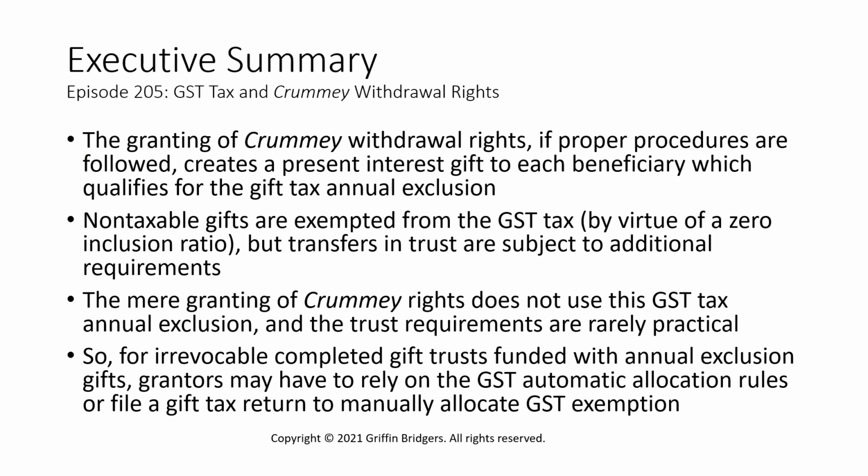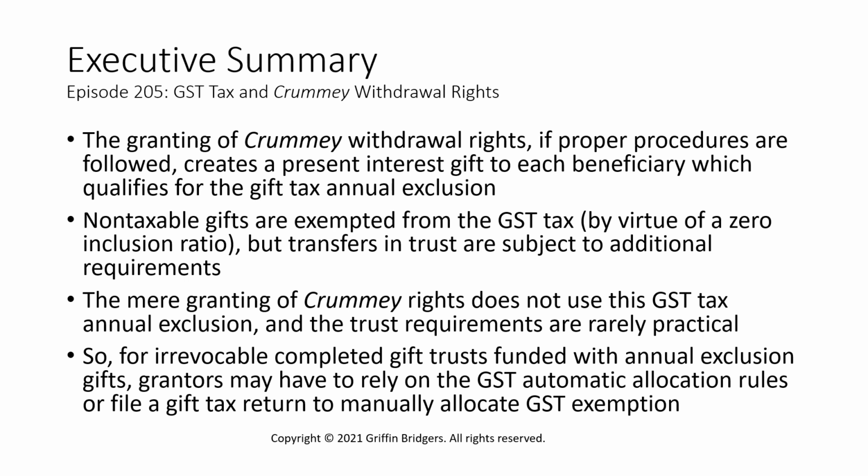When it comes to the generation skipping transfer tax, the rules are a bit different. In general, non-taxable gifts are exempted from the GST tax by giving them a zero inclusion ratio. But there's specific statutory authority which disqualifies transfers in trust from this bare GST zero inclusion rule. And the mere granting of Crummey rights doesn't meet the requirements for this GST tax annual exclusion.